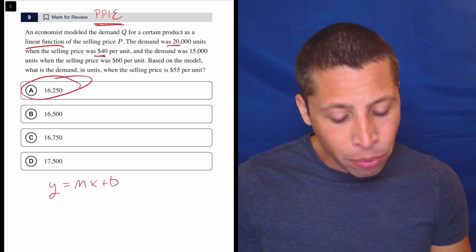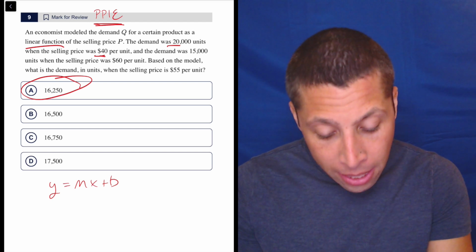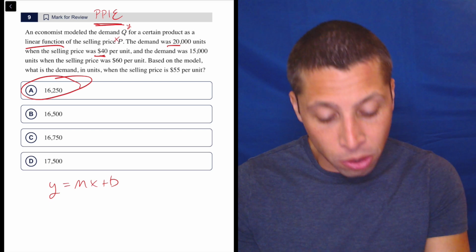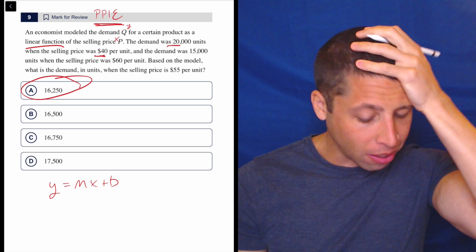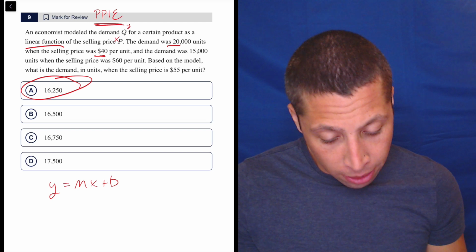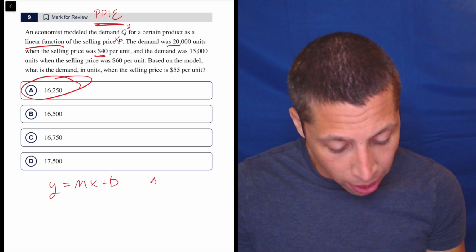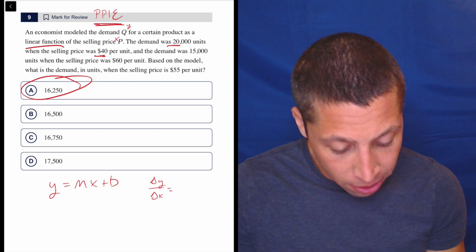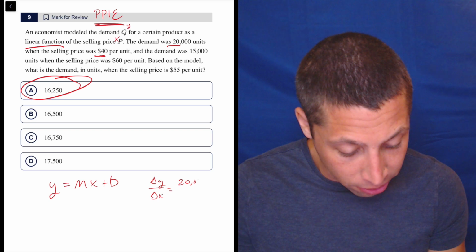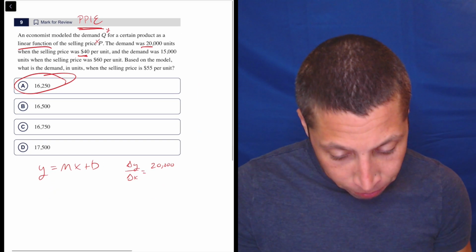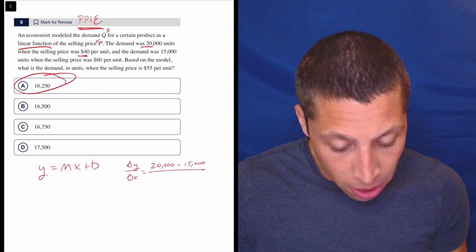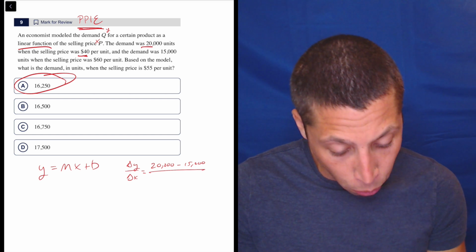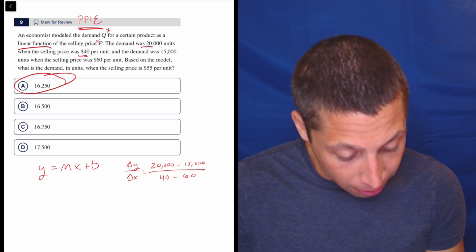And again, we really want to know that the P is the X and the Q is the Y. It's a huge deal if we mess it up, but I do think it makes it a little bit weird to think about. So the slope here is then the change in Y over the change in X. So that's going to be 20,000, I'll just be literal again, 20,000 minus 15,000, right? So those are the two Y values. And then 40 minus 60.